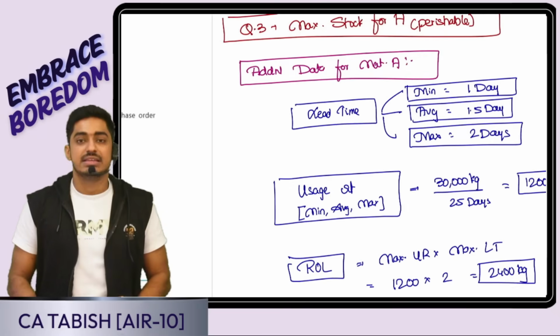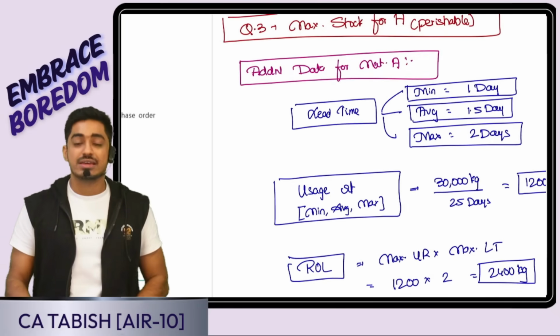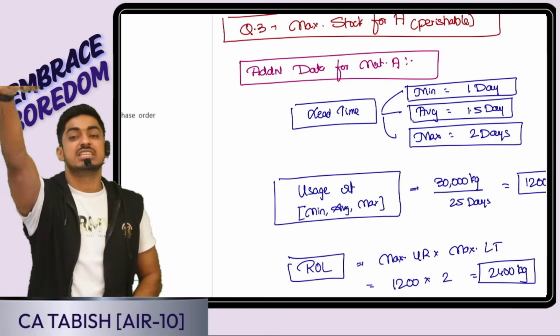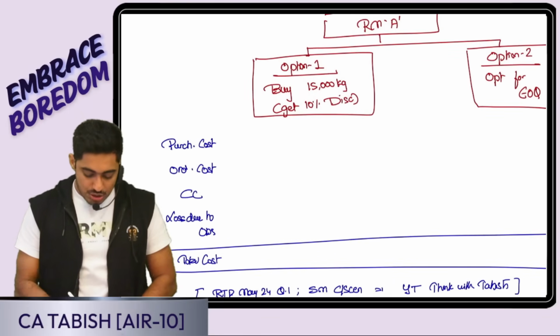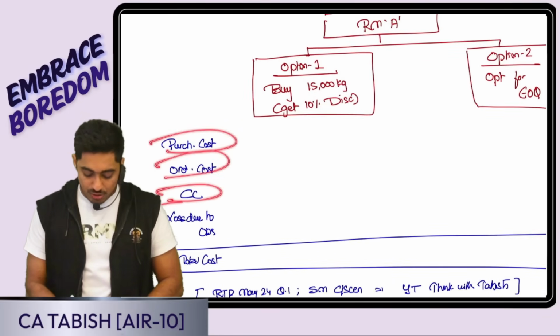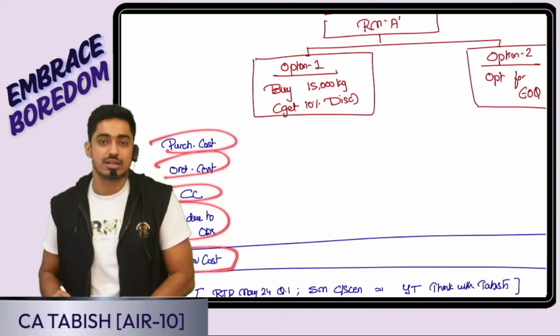Yes, we'll be having the goods obsolescence cost. Why? Because goods will become obsolete if I'm purchasing more than what is required. So obsolescence cost will also be coming into the picture. Yes or no? So for cost, purchase, ordering, carrying, loss due to obsolescence, we add, and we'll be getting the total cost.